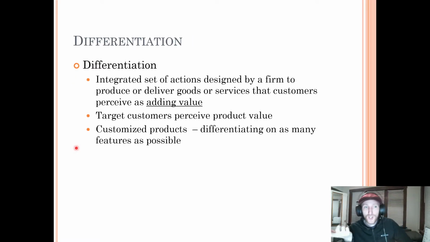Now, a differentiation strategy is you're producing and delivering goods in some way that adds value to the product, and so consumers are perceiving that value and they're willing to pay more. All right? A differentiation strategy, you're usually not competing on price. All right? You're adding value and you're essentially charging more.